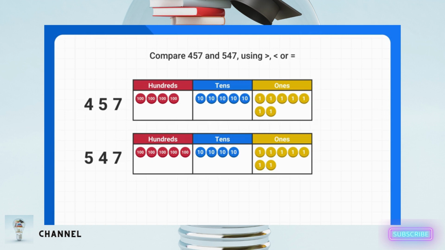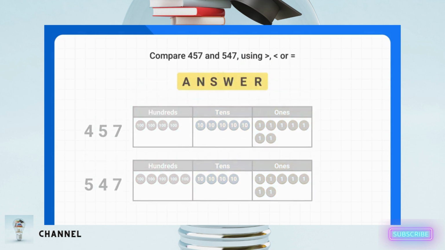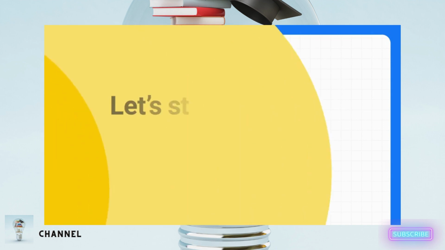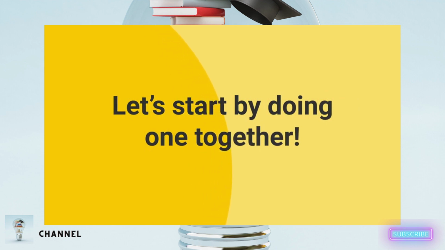As a final step, we have to write this comparison with a greater than, less than, or equal to symbol. Well, we know 457 is less than 547, so we use the less than symbol, like this. Today, you'll be comparing numbers using place value disks, just like I did. Let's start by doing one together.